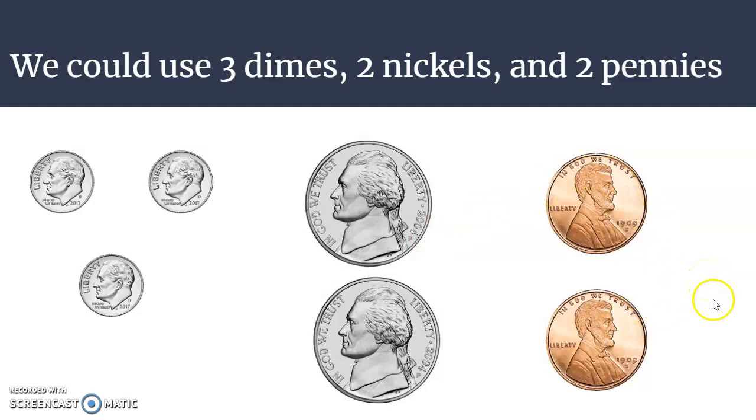So obviously there's a lot more ways you can make this, and as long as you end up with 42 cents, it counts. But these are just a couple of ways you can make these.